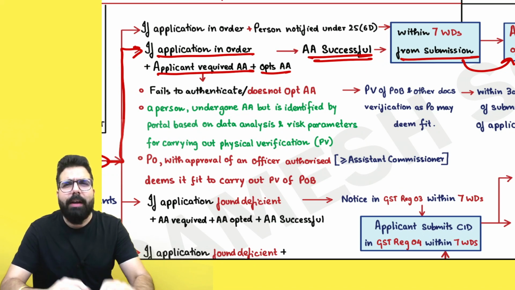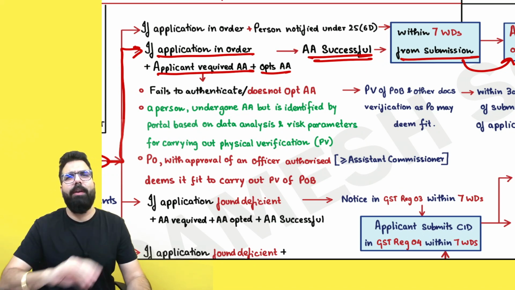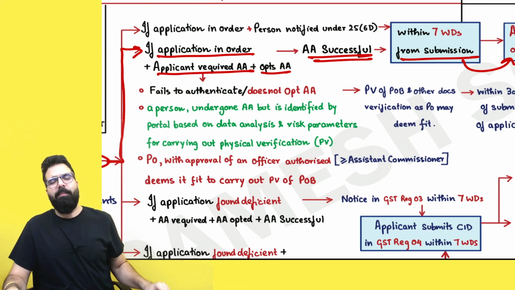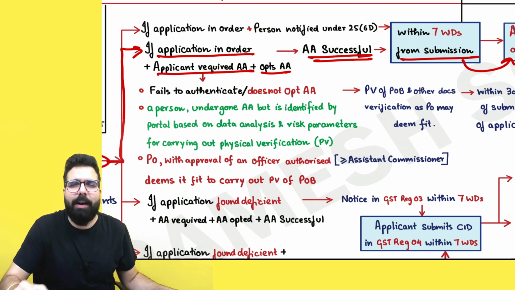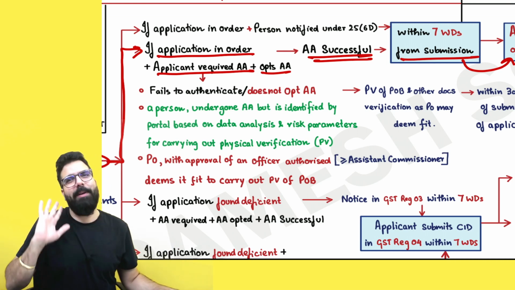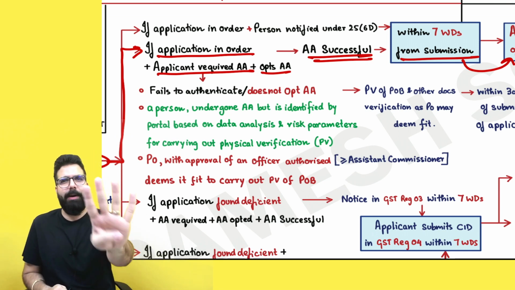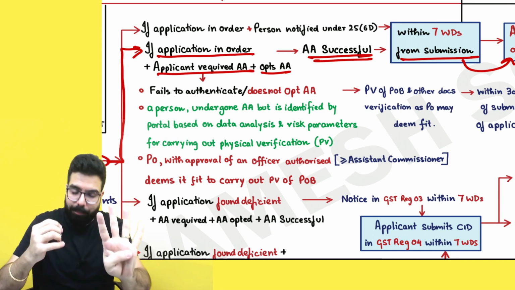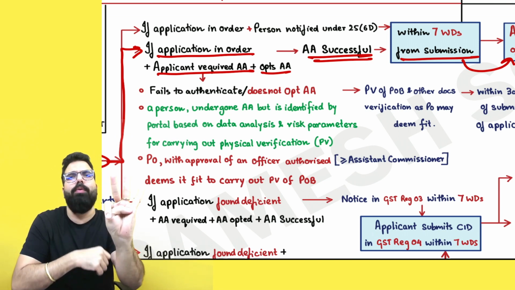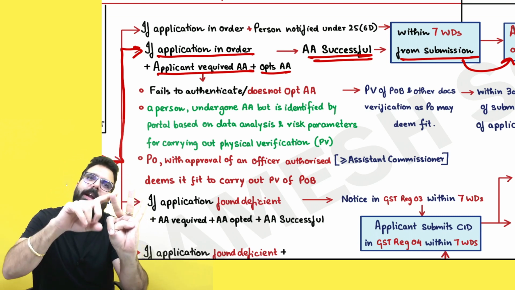Sir, what are the cases when they will come for physical verification? In this one point has been added. What are the cases when they will come for physical verification of the place of business? Here one point has been added. Number one, sir, I required Aadhaar authentication but I failed to do. Sir, I am required Aadhaar authentication but I did not opt.